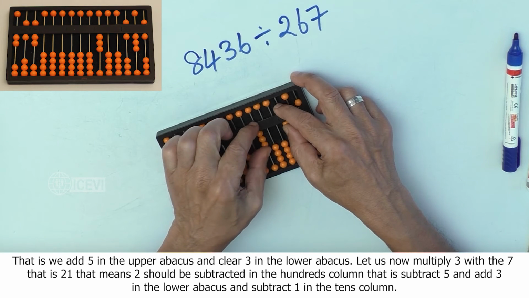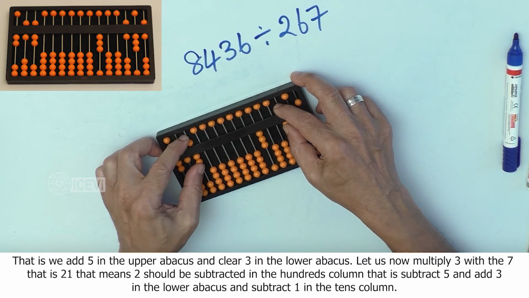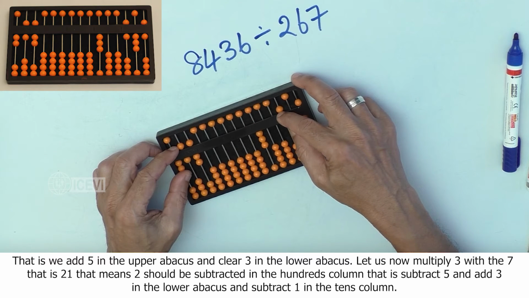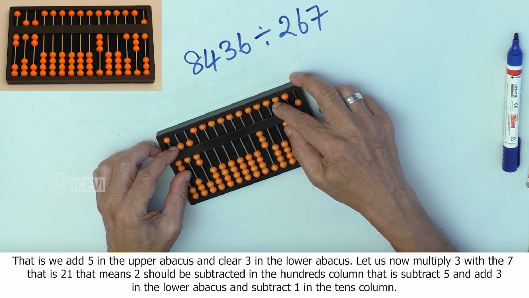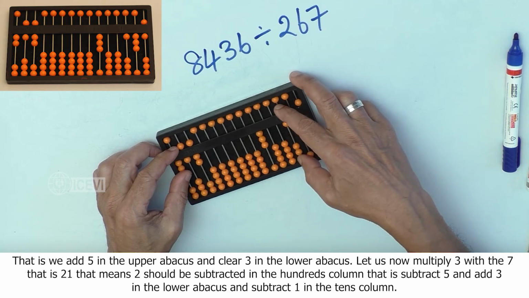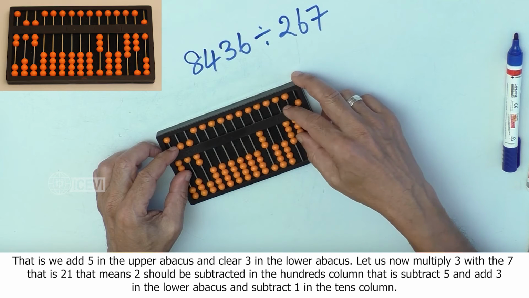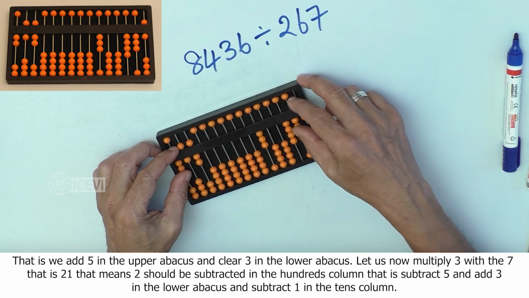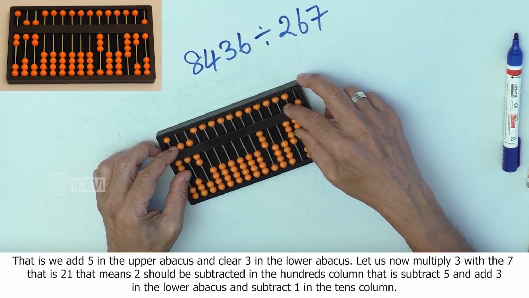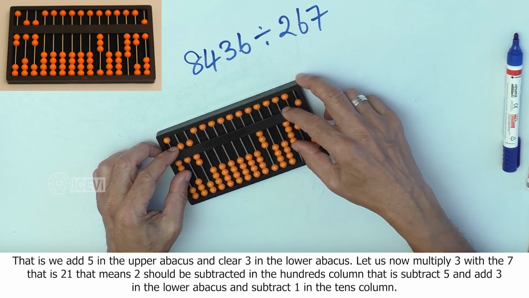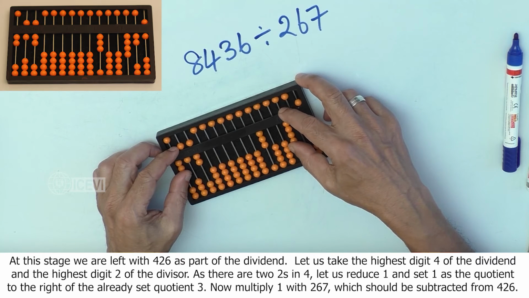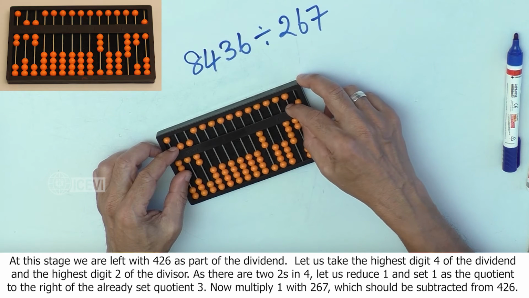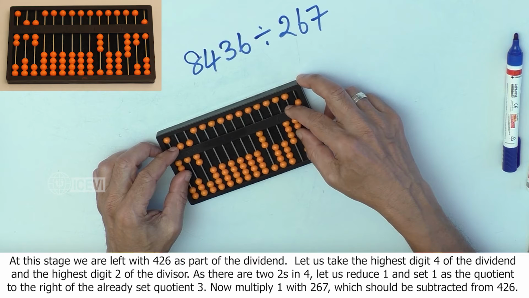Let us multiply 3 with 7, that is 21, that is 2 subtracted in the hundreds column, that is subtract 5 and add 3 in the lower abacus, and subtract 1 in the tens column. At this stage, we are left with 426 as a part of the dividend.